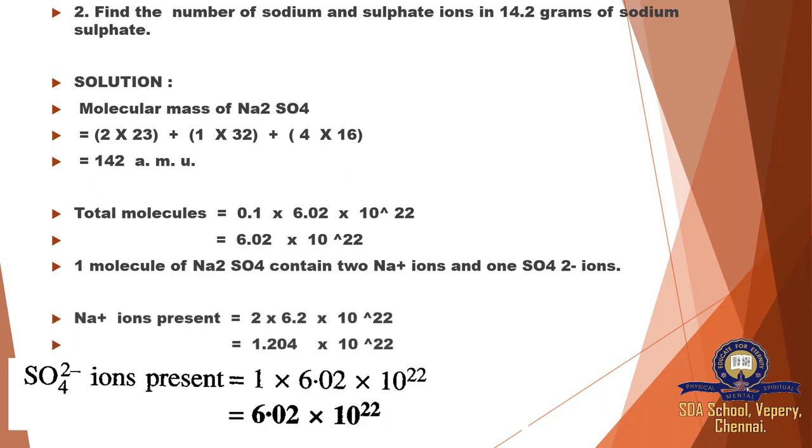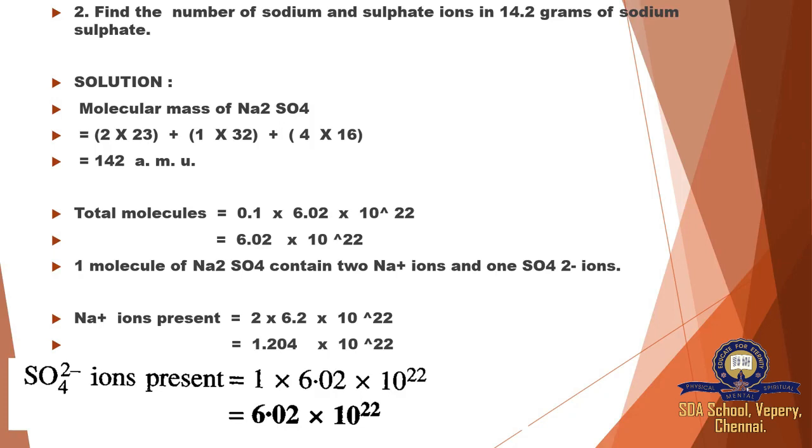Next sum: find the number of sodium and sulfate ions in 14.2 grams of sodium sulfate. Here also first we need to find the molecular mass. Sodium sulfate's molecular formula is Na2SO4. Here we have 2 atoms of sodium, so 2 times atomic mass 23, plus sulfur 1 times 32, plus 4 oxygen, 4 times 16. Totally we have 142 atomic mass units of sodium sulfate.